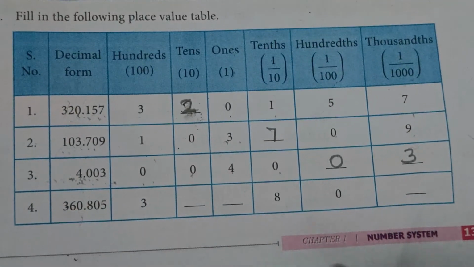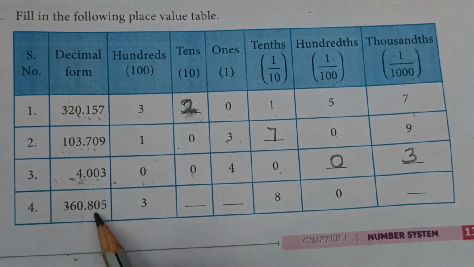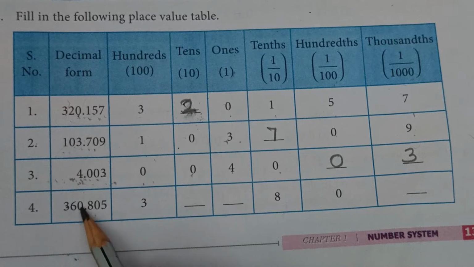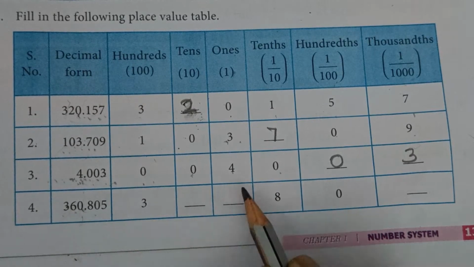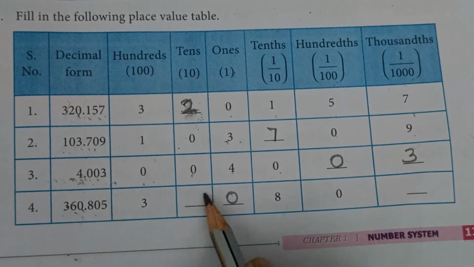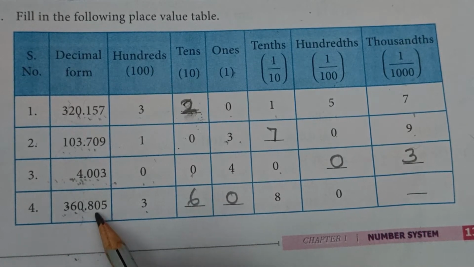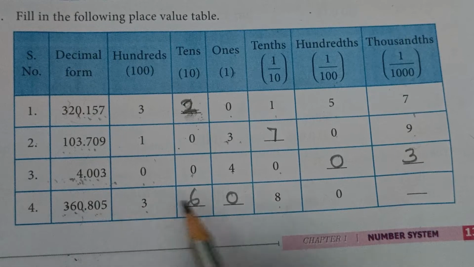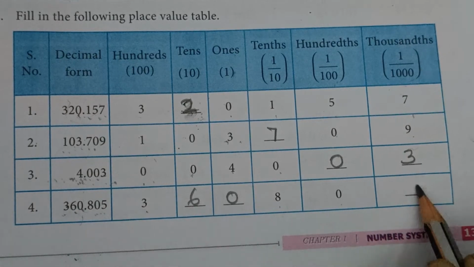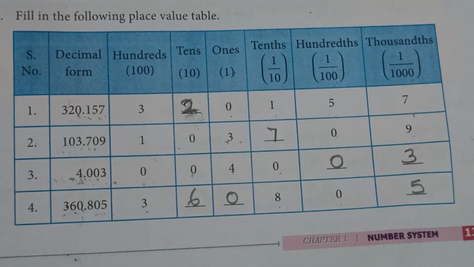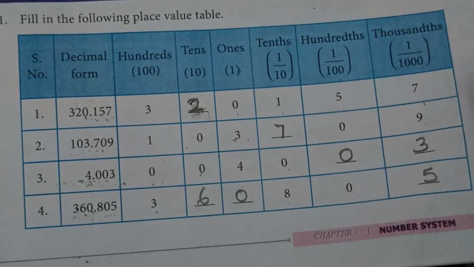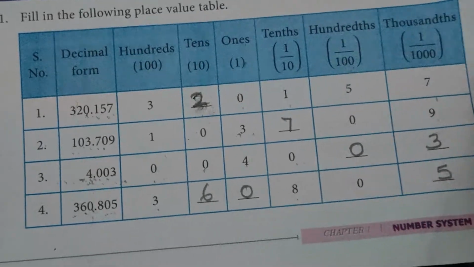And the next one, 360.805. Which is in the ones place? Ones, tens, hundreds. So the ones place is 0, the tens place is 6, the hundreds place is 3. Now after the point, 8 tenth, 0 hundredth, 5 thousandth. So this is how we give the place values for the given decimal numbers.